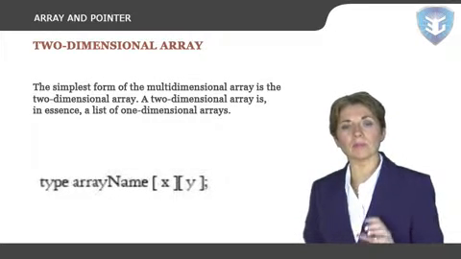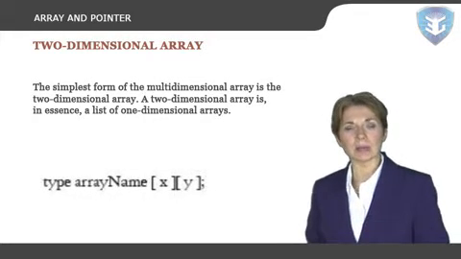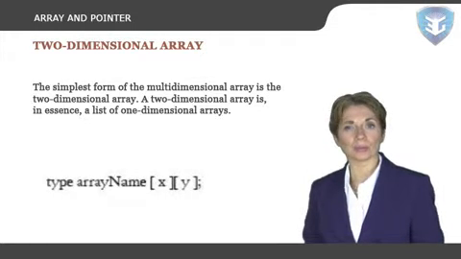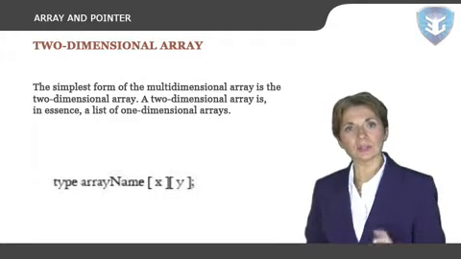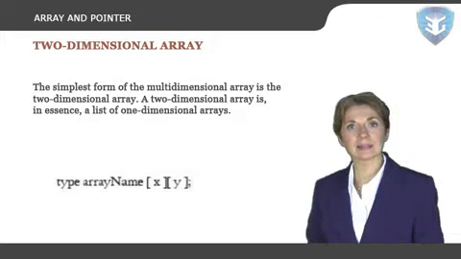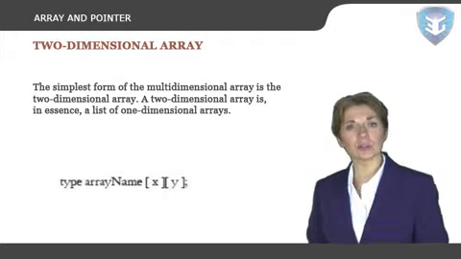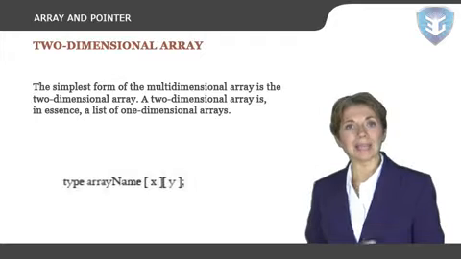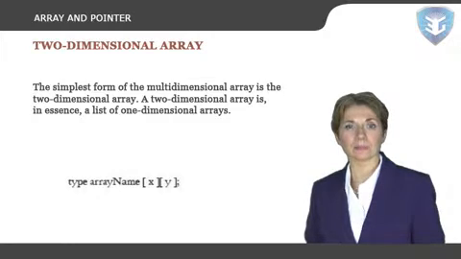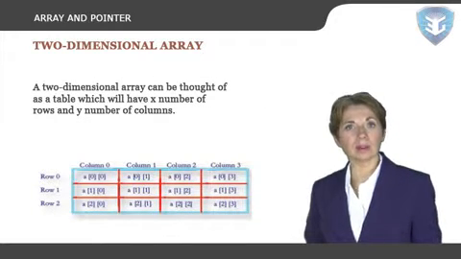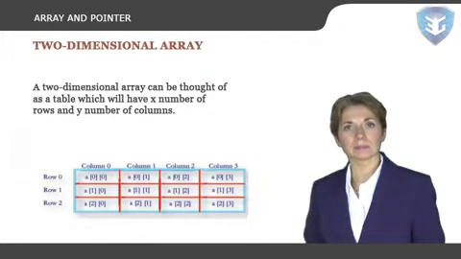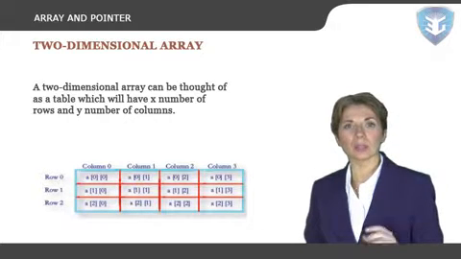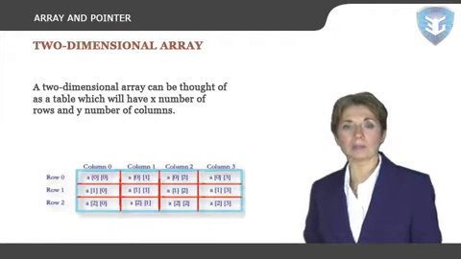The simplest form of the multi-dimensional array is the two-dimensional array. A two-dimensional array is, in essence, a list of one-dimensional arrays. To declare a two-dimensional integer array of size x, y, you would write something as shown on the screen, where type can be any valid C data type, and array name will be a valid C identifier. A two-dimensional array can be thought of as a table which will have x number of rows and y number of columns. A two-dimensional array A, which contains 3 rows and 4 columns, is as shown on the screen.